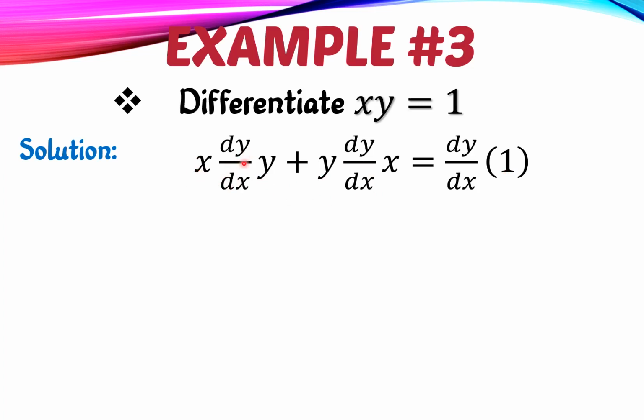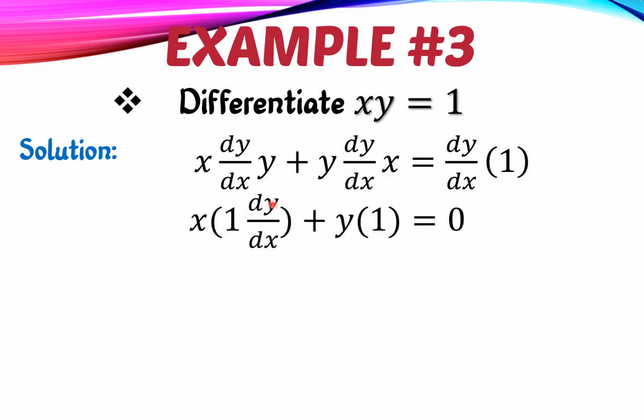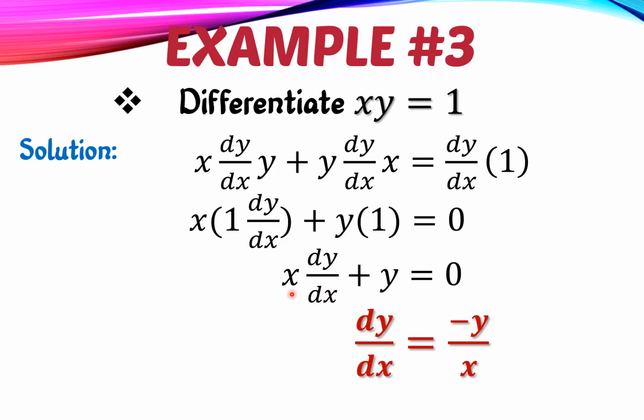So x, the derivative of y is simply 1 dy dx. And here we have the derivative of x is 1. So we will have this expression: x times dy dx plus y times 1. Okay, simplifying, we will have x dy dx plus y is equal to 0. And then again, solving for dy dx, we can transpose y to the other side, and then we divide both sides by x. So this will be now the value of your dy dx. Did you follow? Okay.